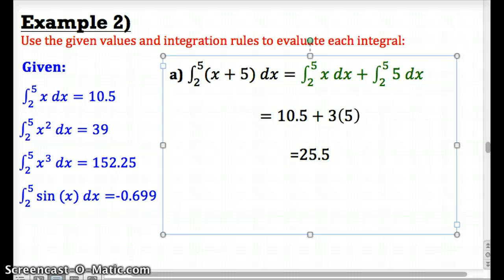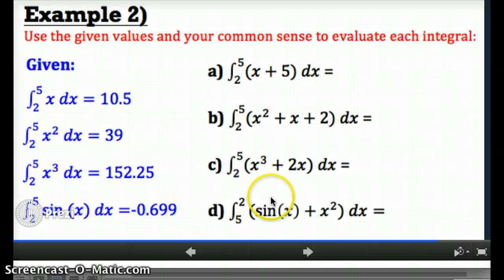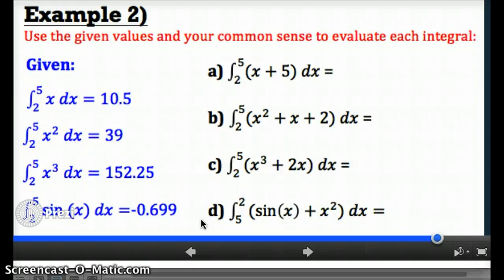Go ahead and try that same process and method for B, C, and D. You may need to be a little tricky.